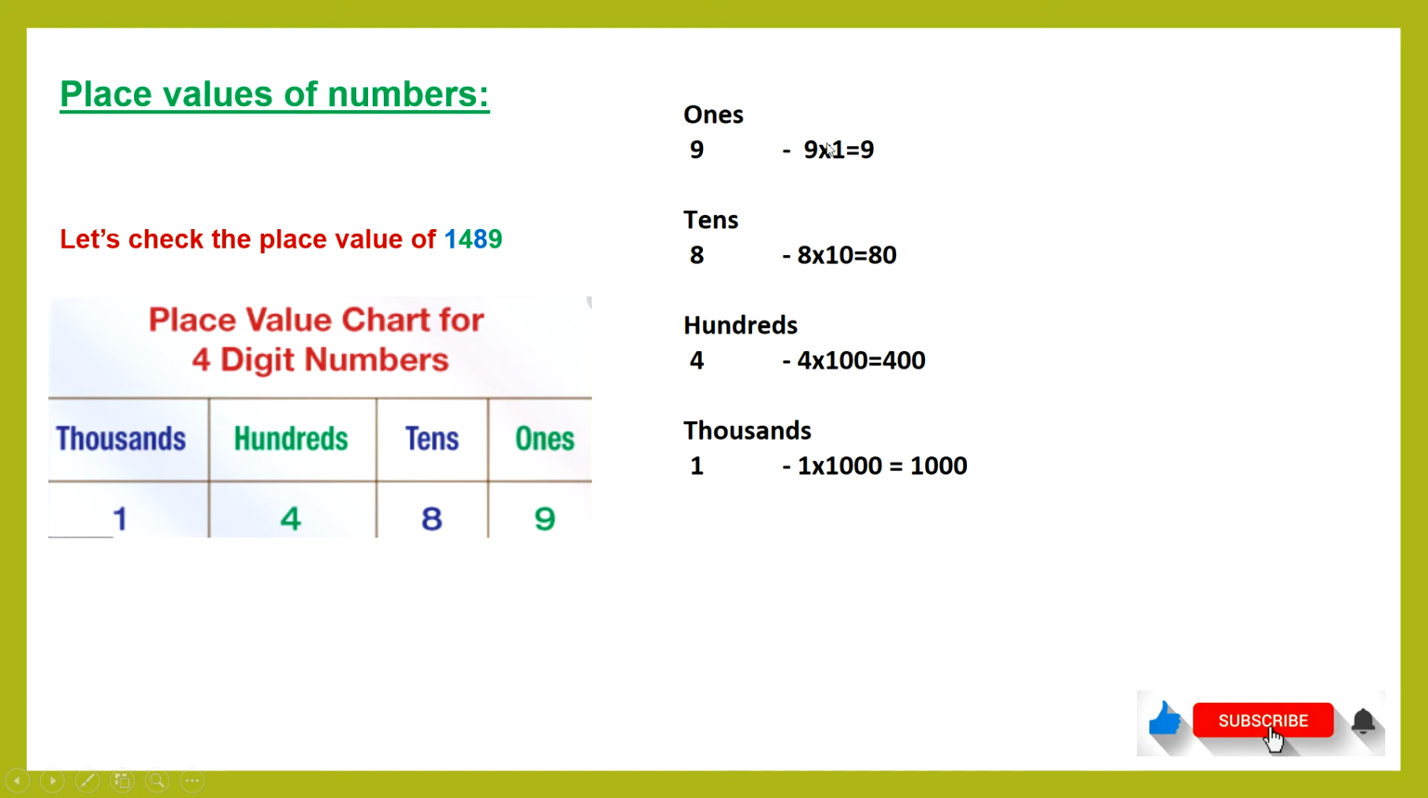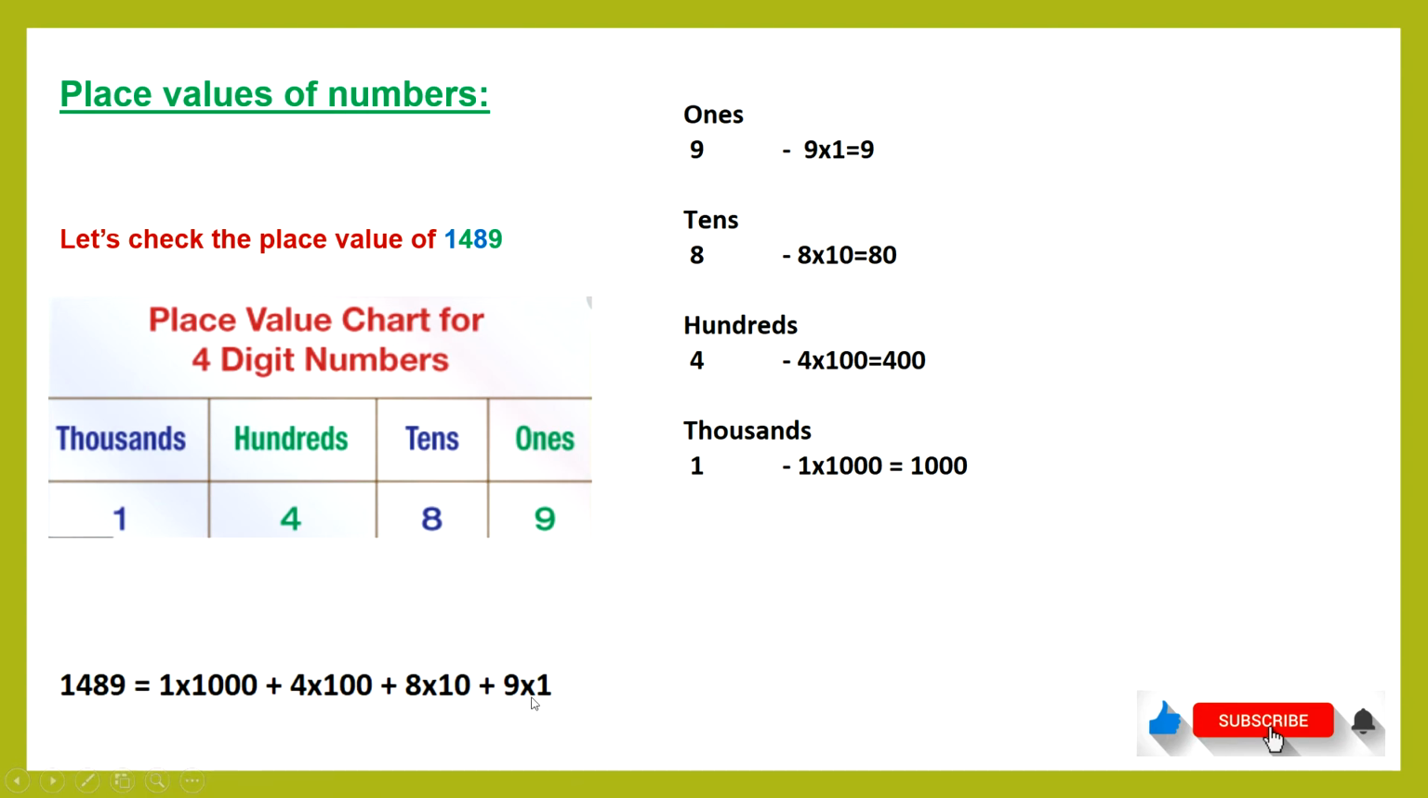So if we find its place value, we have to multiply 9 with 1, its place. So 9 into 1 is 9. 8 is at tens place, so we have to multiply 8 by its place, it is 10, so we get 80. So 80 is the place value for 8. Hundreds, it's a 4, so we multiply 4 by 100, then we get 400. So the place value for this 4 is 400. And similarly the place value for 1 is 1000 because 1 is at thousands place.